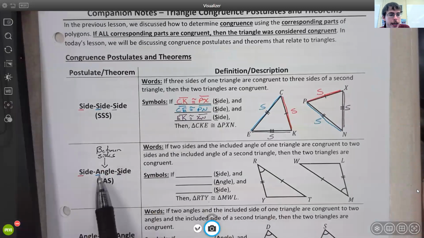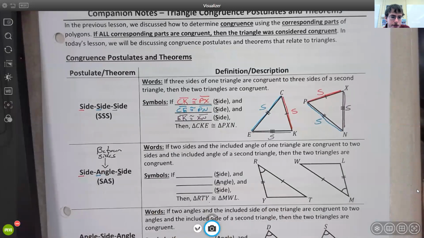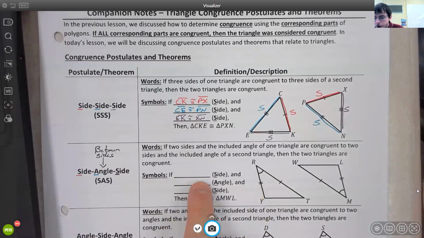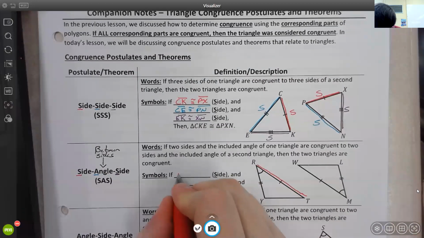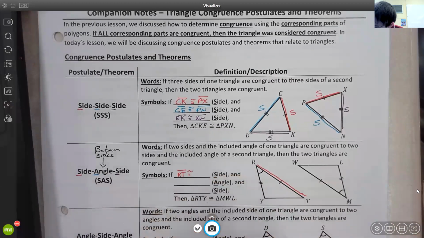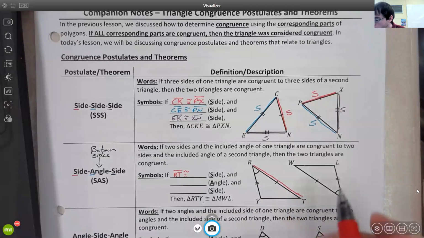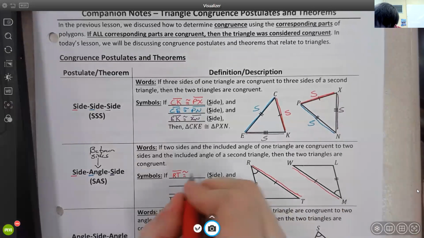Okay, so for side, angle, side, the angle has to be between the sides. It can't be outside of the sides. So let's look at our diagram here. The first one says it's a side, so we're going to look at the one congruent tick mark, and we're going to say RT here. And RT is congruent to which other side? Well, if we look at our diagram, we have one tick mark here as well. So that means that it's congruent to MW.